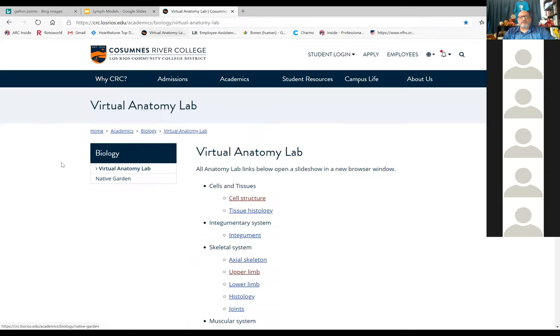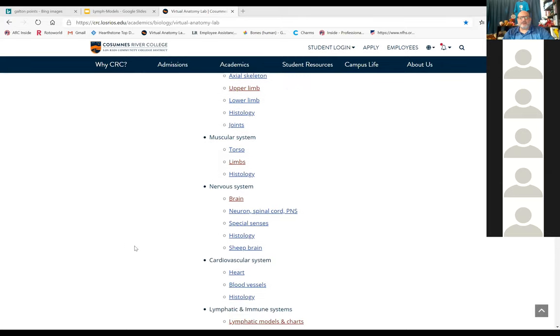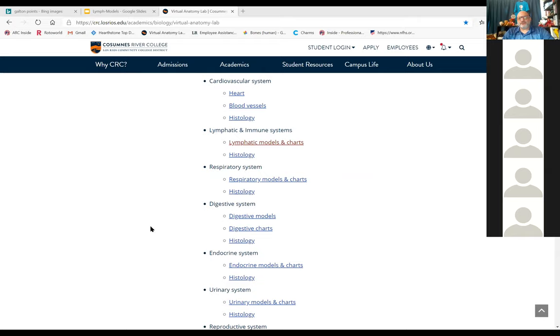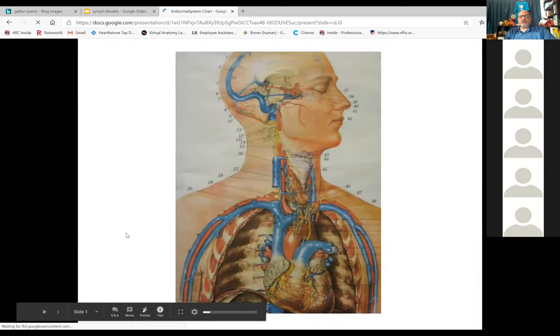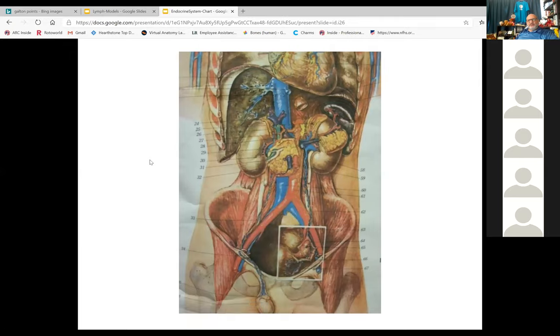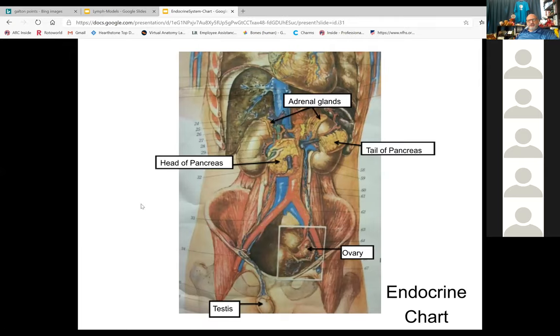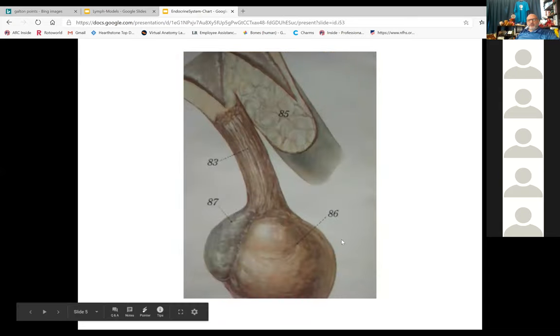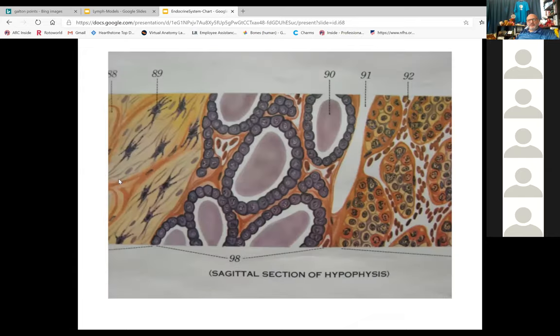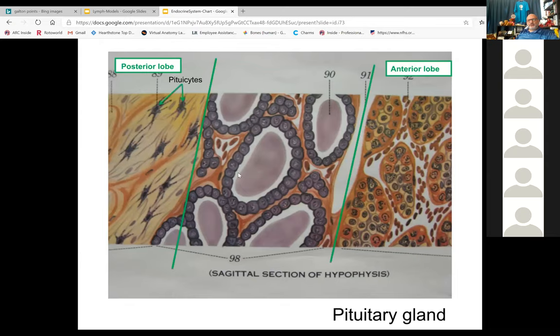I found that chart on the Cosumnes River College Virtual Anatomy Lab. This has some really great resources that can be useful for you, including having many of the charts that are in the classroom. Our lymphatic chart is here. I believe we've looked at our lymphatic chart here, but it also has the endocrine chart. When we look at the endocrine chart, here it shows this chart that has some of the pictures in it, and as you go through it, some more different things that it can show you, some of the different glands. We used this when we were talking about our pituitary gland, anterior and posterior part of it, and the infundibulum and the hypothalamus. We looked at this picture that shows the different regions of it.